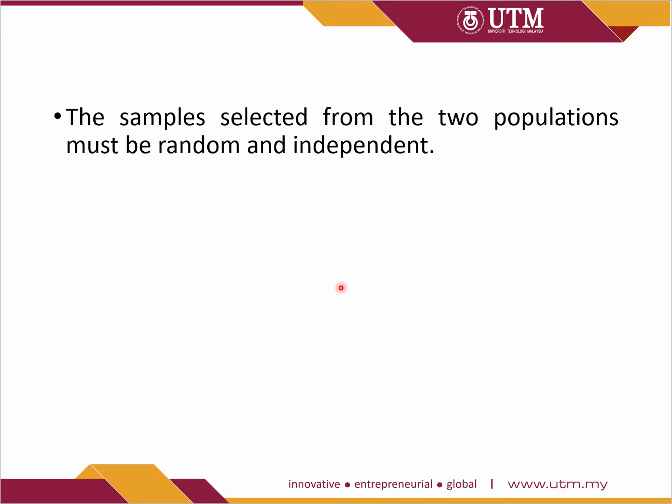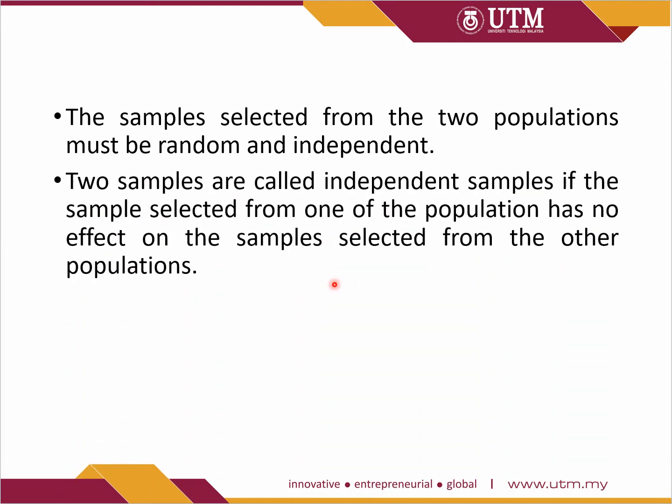So the samples selected from the two populations must be random and independent. So what does it mean by independent? Two samples are called independent samples if the sample selected from one of the populations has no effect on the samples selected from the other population.